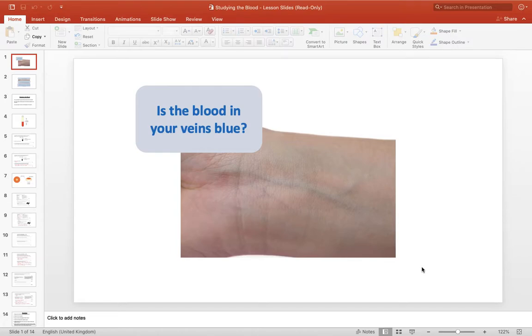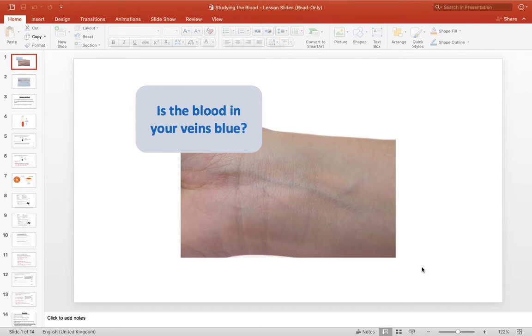Hello and welcome to our first lesson in the B4 topic. We need to start having a look at how multicellular organisms transport substances around themselves. So we are looking at organisation in animals and plants. Today's first lesson we're going to be looking at the blood.